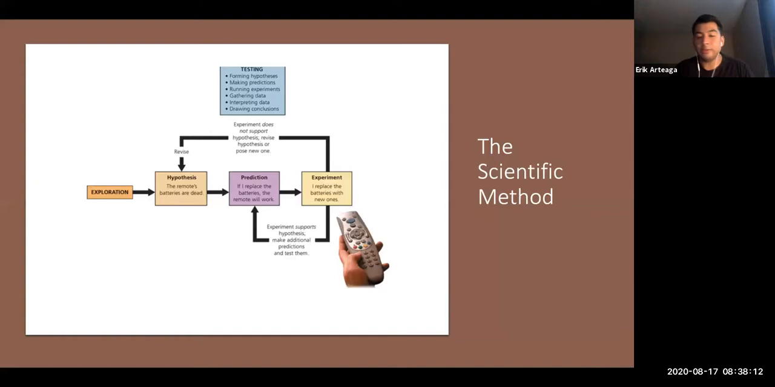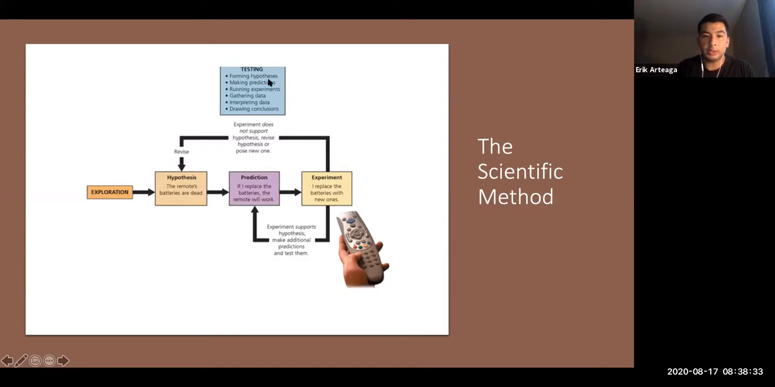So there's a lot of different parameters that also can deal with the remote as well, okay? The remote could be broken. You might not be pushing hard enough on the buttons, right? The remote is the wrong remote for that specific television, okay? But for your hypothesis here, you're using the batteries as the main topic, okay?